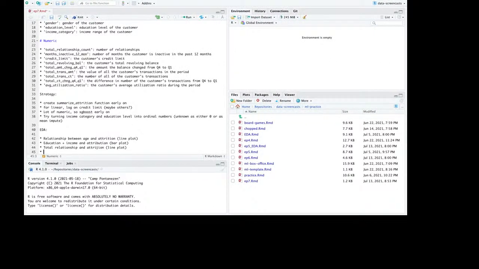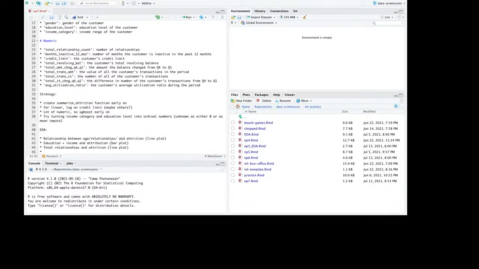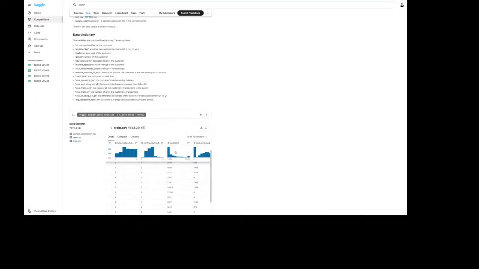Months inactive, age, relationships, and, well, actually let me see. I'm just thinking of whether these can be done. Relationships and months inactive can be done as a line plot, and then the bucketed line plot, where I'm actually going to use cut, is going to do a relation between, what is it, months inactive.